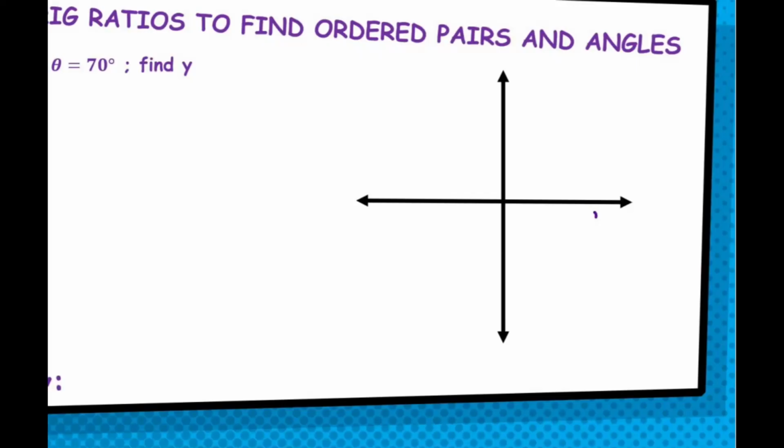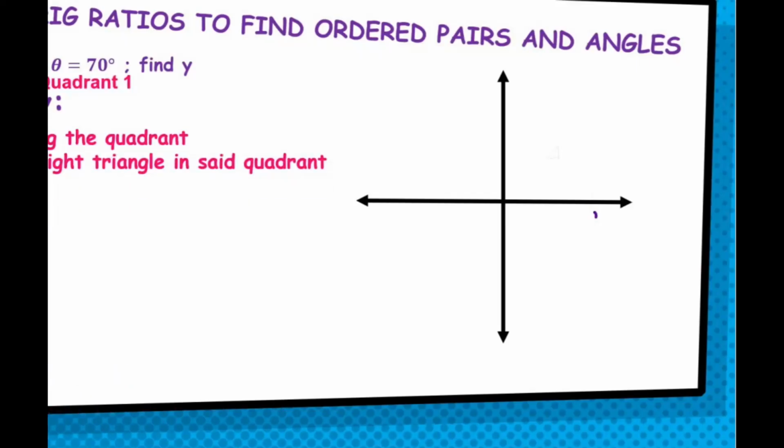Okay, so now we're going to use trig ratios to find ordered pairs and angles. So that was just kind of practice setting up the ratios. Now we're actually going to see what it's useful for. We're going to start by determining what quadrant this is in. If I'm given an angle of 70 degrees, we know that that's in quadrant 1.